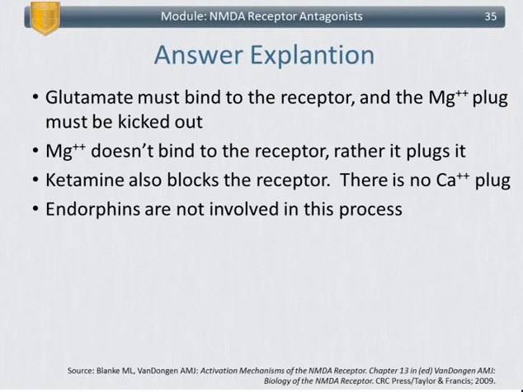So magnesium doesn't bind to the receptor itself, rather it plugs the ion channel. Ketamine blocks the receptor, it does not open it, and there is no such thing as a calcium plug. Endorphins are not involved in this process, at least not directly.